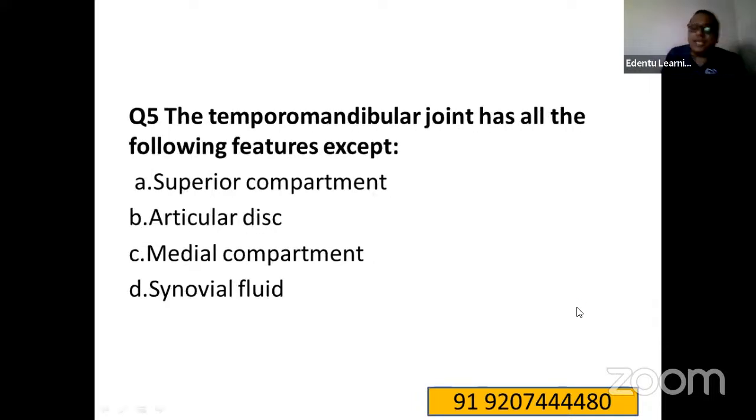And the fifth question of the day, the last question. The temporomandibular joint has all the following features except: superior compartment, articular disc, medial compartment, synovial fluid. This one word I have not used anywhere, so that is the answer. I'm just giving you clues. So this is your fifth question.